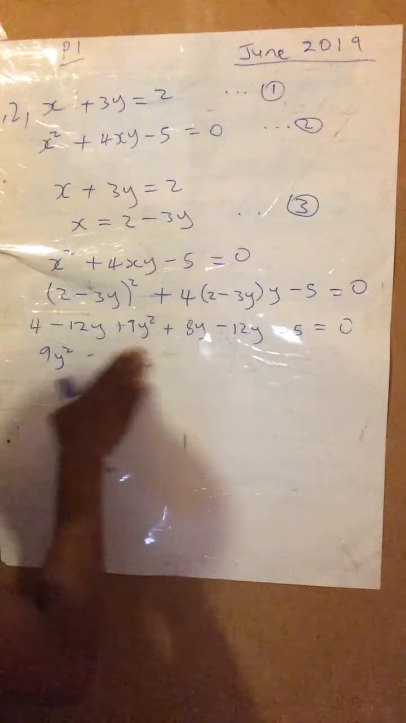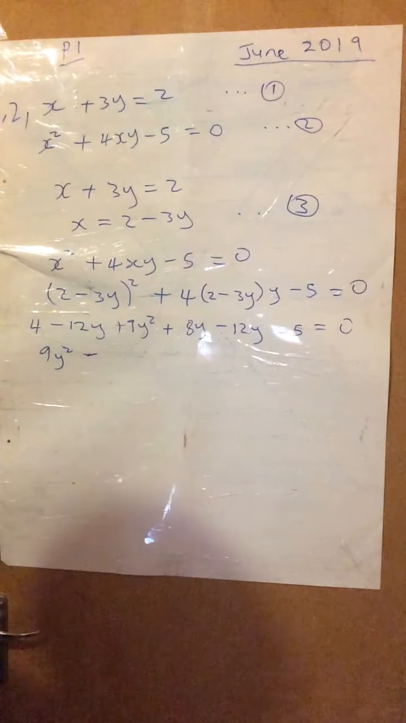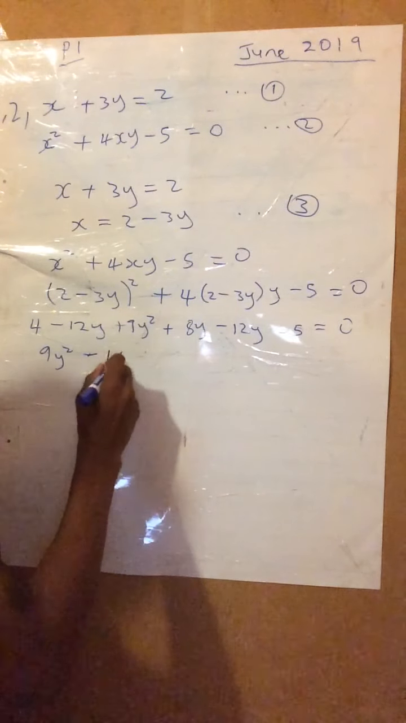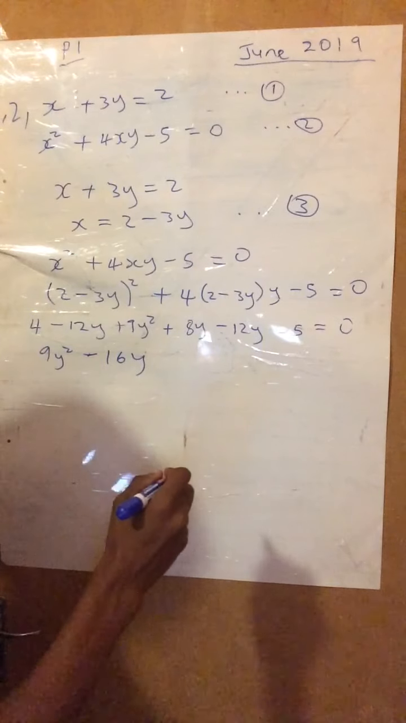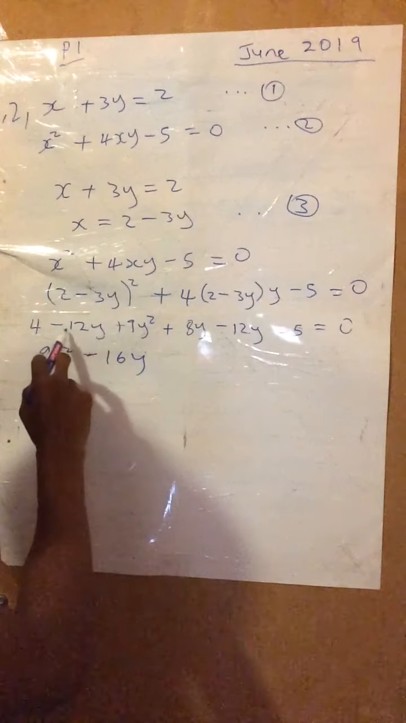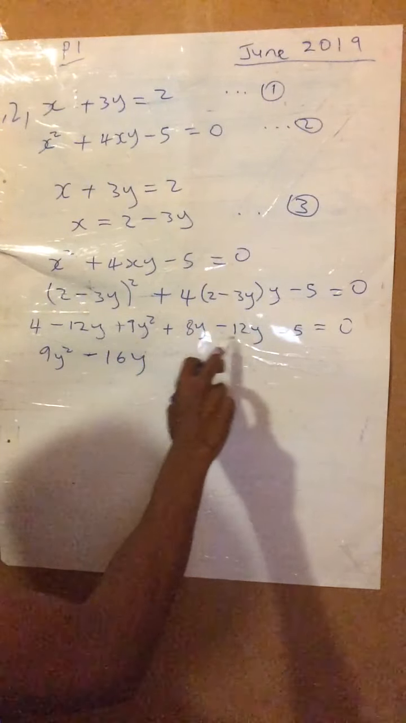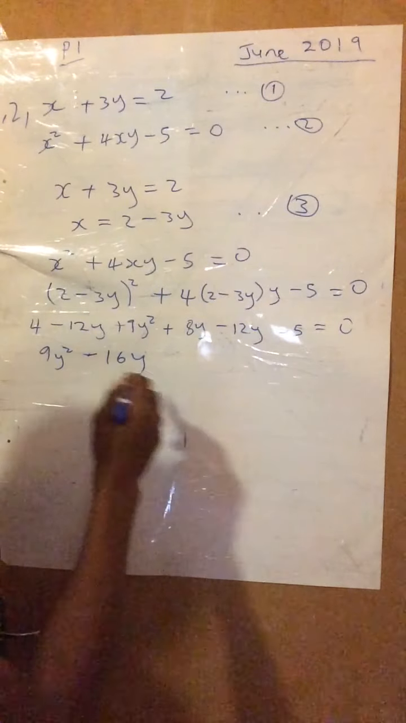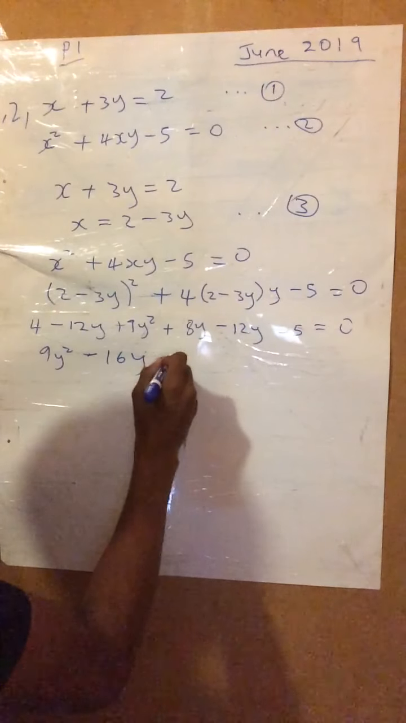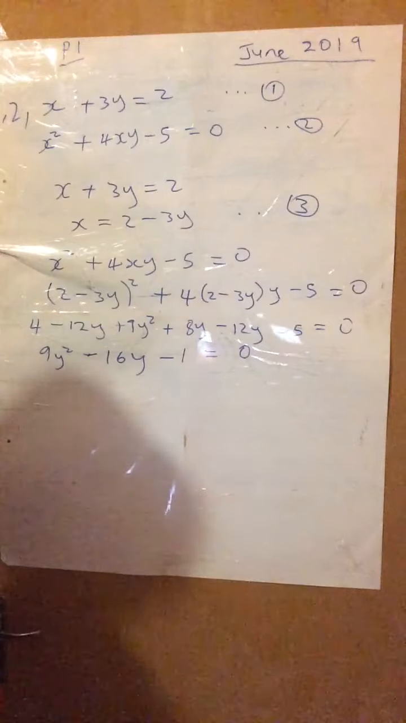Not really. It will be minus 24y plus 8y, which will simply be minus 16y, right? We have this: it's minus 12y plus 8y, which is minus 4y, minus 12y, which is minus 16y, right? Then we have 4 minus 5, which is just minus 1, equals 0, right?